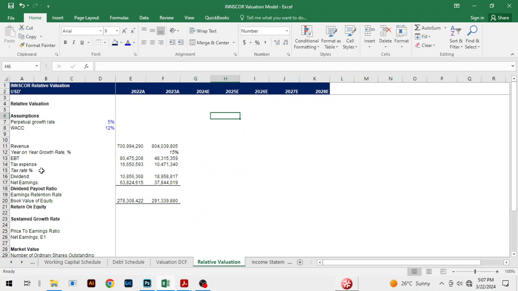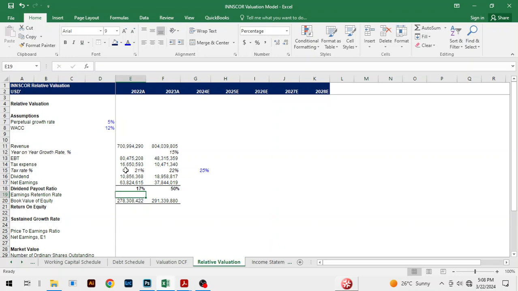And here let's just compute the tax rate. So here we select the tax expense, we divide it by EBIT, and then we copy that to the right. So here I'm just forecasting that tax will be around 25% in 2024. And then let's compute the dividend payout ratio. So we take the dividend, we divide it by net earnings, and then we copy that to the right.